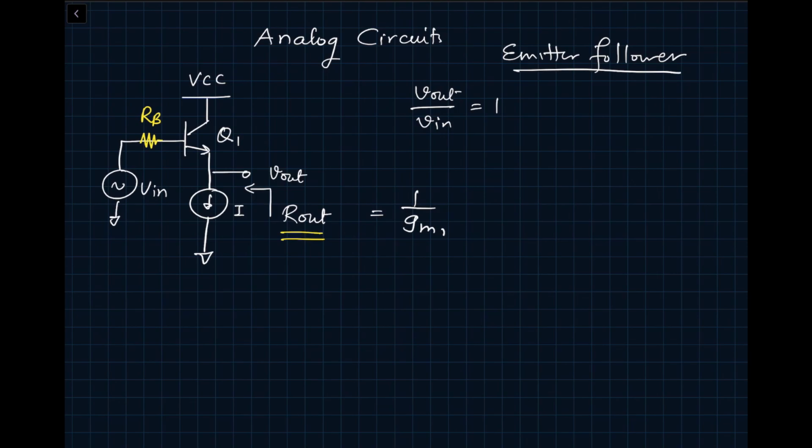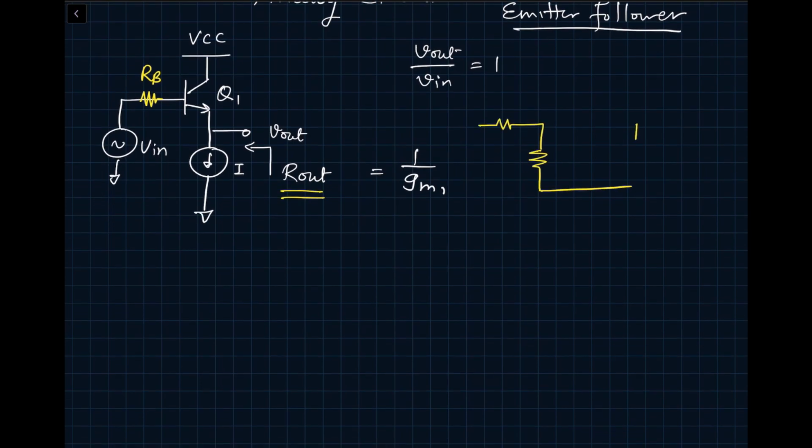And when we are doing this analysis, of course, we have to zero out any other independent source, for example, in this case V in. So I would like you to do KCL at this node and figure out what's the value of R out, which is V test divided by I test.